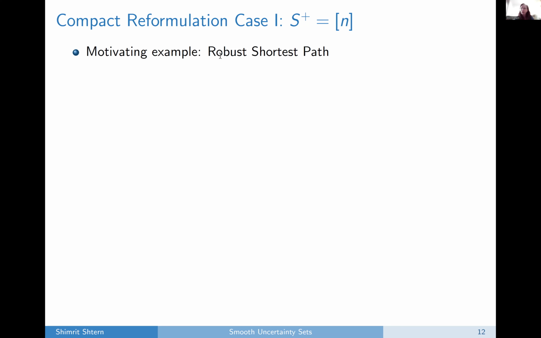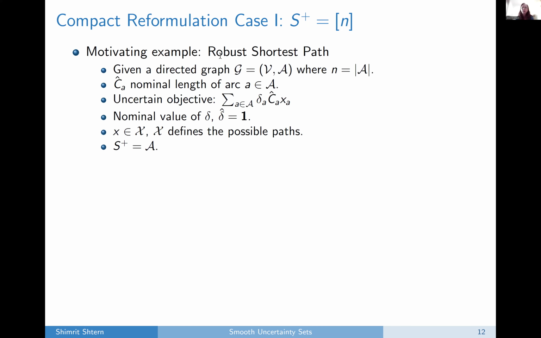And an example for this problem is the robust shortest path. So just to remind you what the robust shortest path is. So we have a directed graph. It's not necessarily the uncertain graph. It can be a completely different graph, okay? And in this graph, we have n arcs, okay? So we say that each arc has a length, which nominal lengths we denote by c_a.